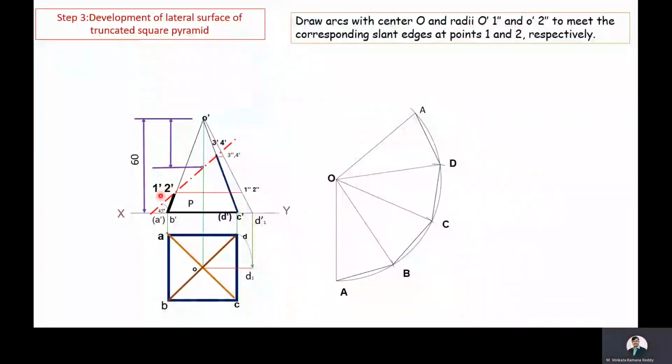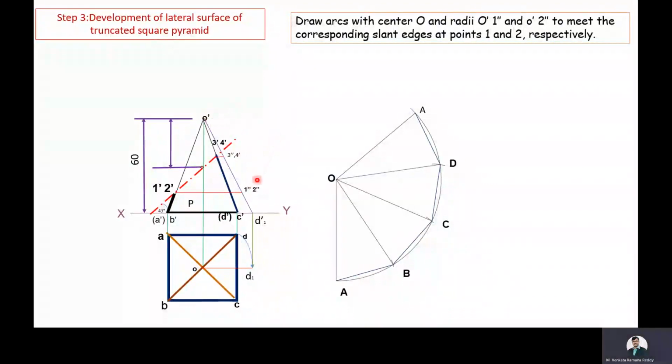Here, 1 dash is the intersection point of section plane as well as O dash A dash slant edge. And 2 dash is the intersection point of section plane as well as O dash B dash slant edge. Similarly, 3 dash is the intersection point of section plane as well as O dash C dash slant edge. 4 dash is the intersection point of section plane as well as O dash D dash slant edge.